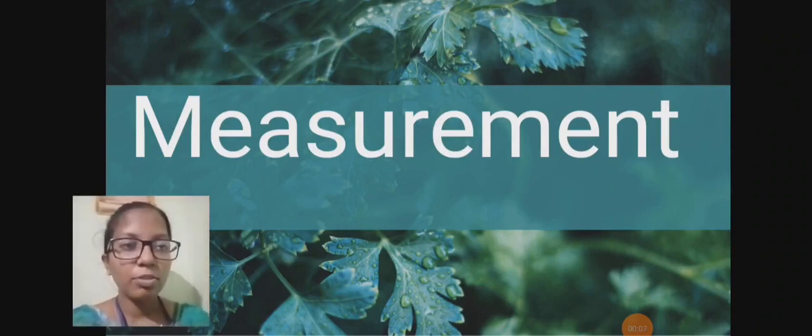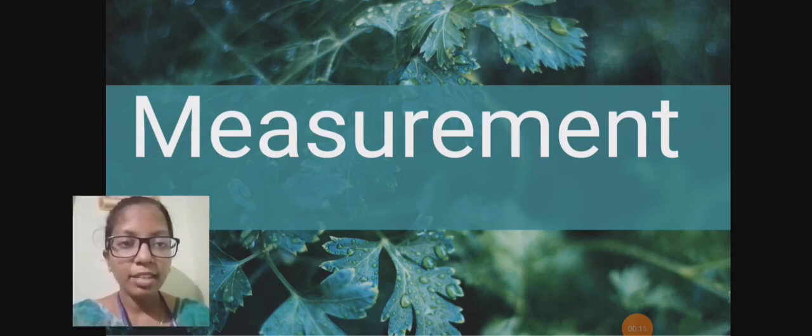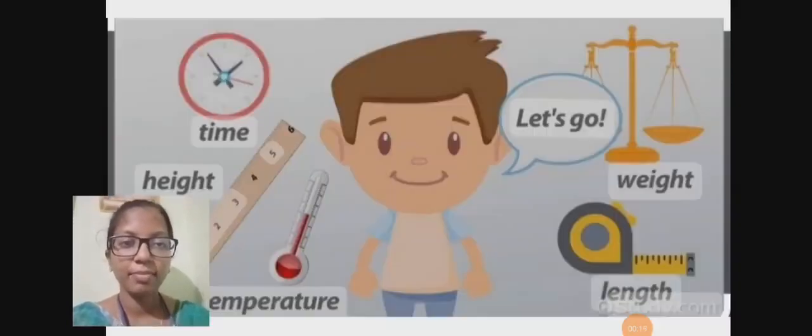Today we will see about the topic, which is measurement. Measurement is defined as converting unknown quantities to known quantities to calculate answers or values. In measurements, we can see time, height, temperature, area, volume, mass and weight.